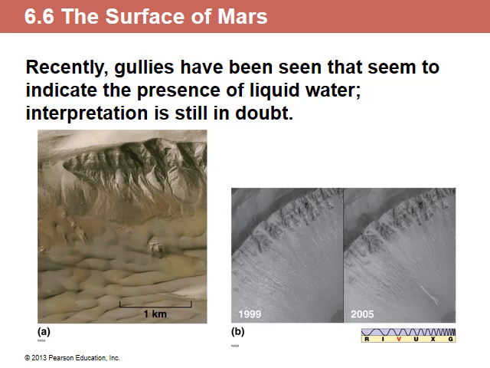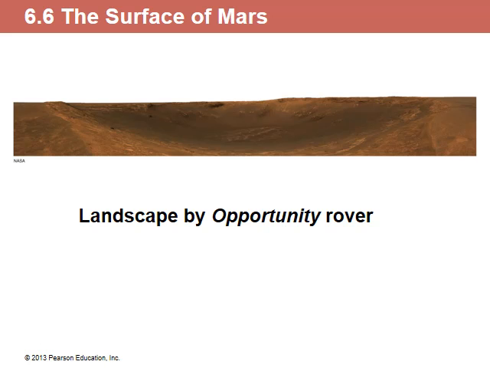We have various and sundry stuff, mostly chemical composition of the rocks. This is a picture of the landscape of the Opportunity rover. I'm sorry I'm not able to show you this live in class.